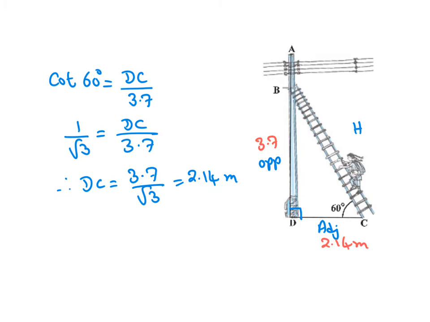So we figured out what was the length of the ladder. We also figured out the distance DC. Pretty easy. You need to know the values of these trigonometric ratios.